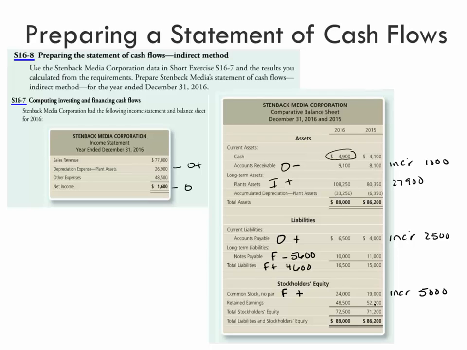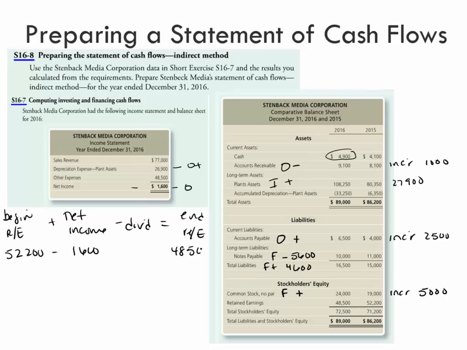And then retained earnings. So let's look at retained earnings to see if we made any dividend payments. So the beginning retained earnings is 52,2 plus the net income, which is right here, 1,600, minus dividend payments would equal my ending retained earnings, 48,5, and I'm going to solve for x. So x will end up being the 52 minus the 16 minus the 48. So that must mean I paid 5,300 in dividends.